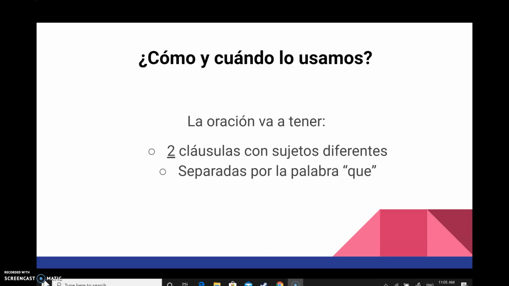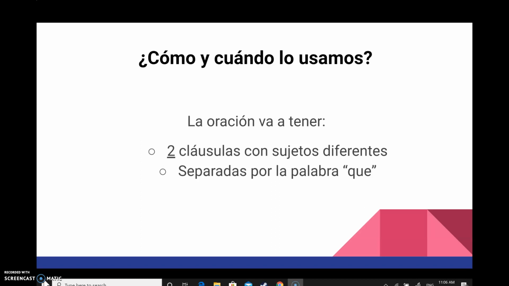The second example sentence here is los estudiantes piden que la clase juegue matamoscas. So the students ask that the class play fly swatter, matamoscas, the fly swatter game. So piden is your first verb, the students ask, and it is in the present indicative. La clase is your second subject, and you see the verb juegue, for jugar, in the present subjunctive in the second clause, and the word que separating the two.